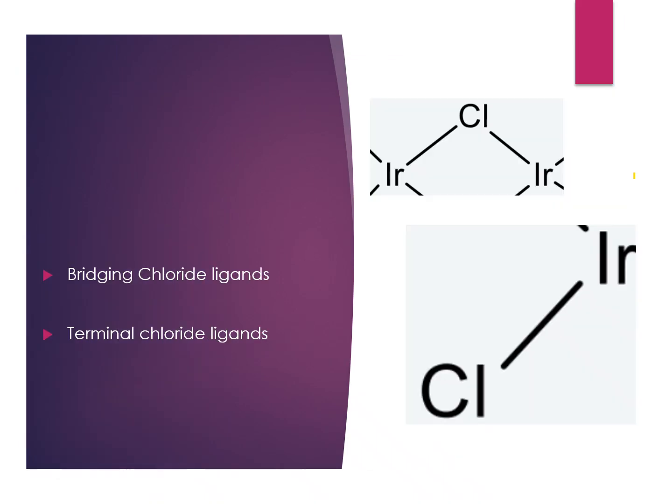There are two different types of chloride ligands observed in the complex. The first one, shown above, is a bridging chloride ligand. It's called a bridging chloride because it connects two metal centers together. And the second one, shown below, is a terminal chloride ligand. It's called a terminal chloride because it is directly connected to one metal only.